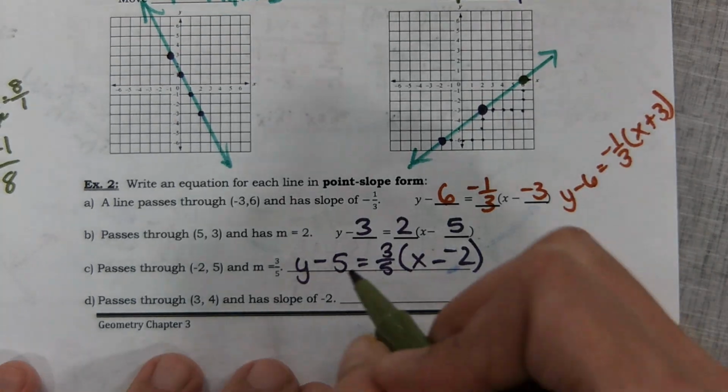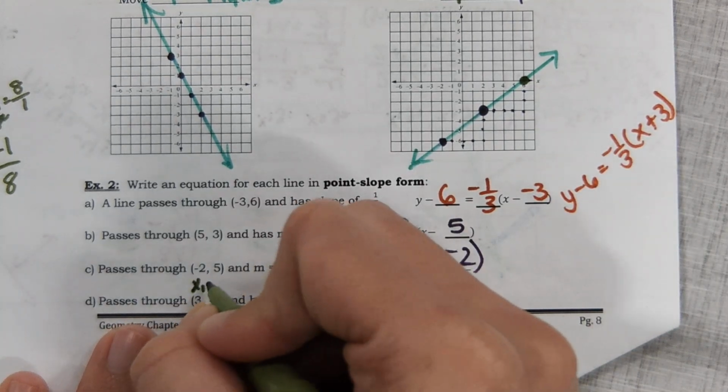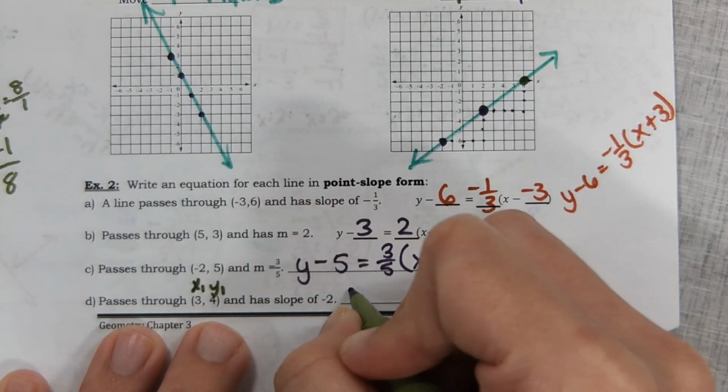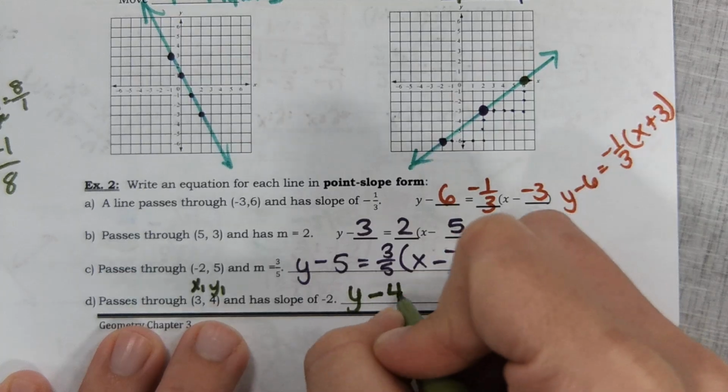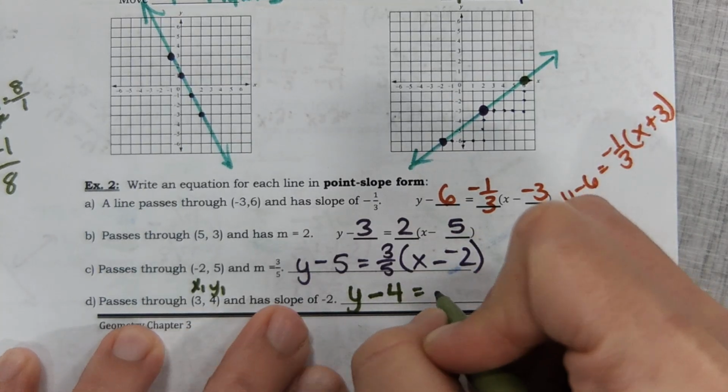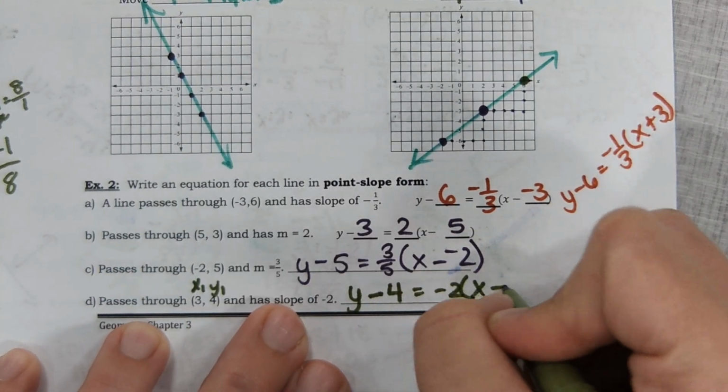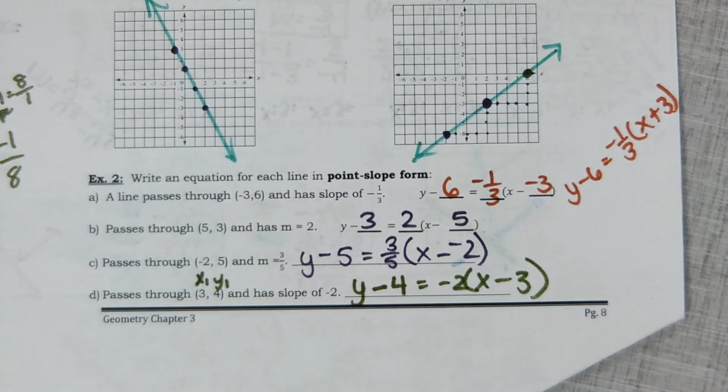Okay, next one, same thing. This is our x1, y1. So y minus 4 equals, the slope is -2, x minus 3. And when you have that, just flip to the next page.